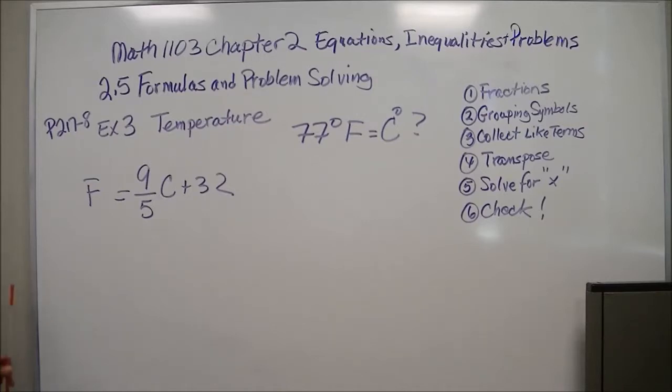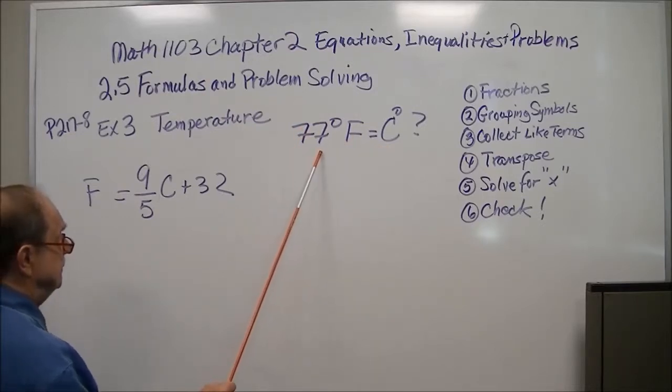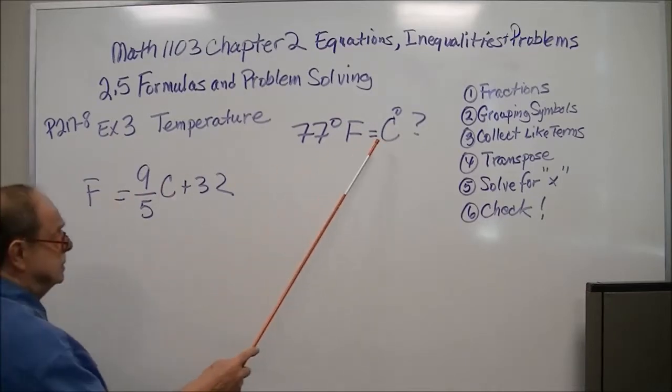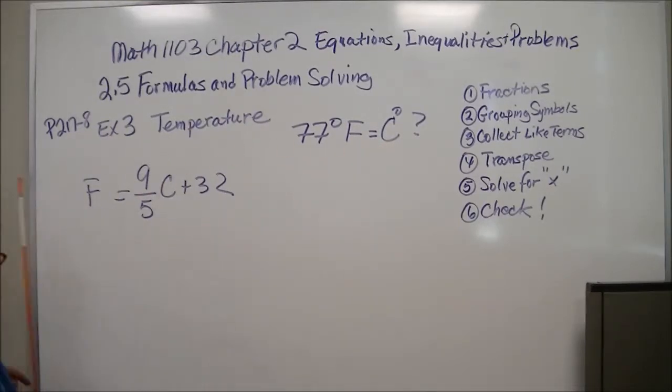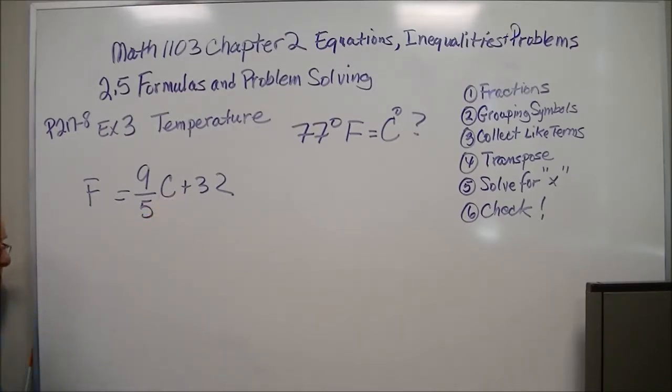In example 3, we're going to be dealing with temperature, in which we have a temperature of 77 degrees Fahrenheit. What would be the Celsius equivalent? Now we could put the 77 right over here, or we could solve for Celsius first. So let's do that. This is something a little extra. I want to solve for the letter C, which we'll be doing a little later in this chapter as well.